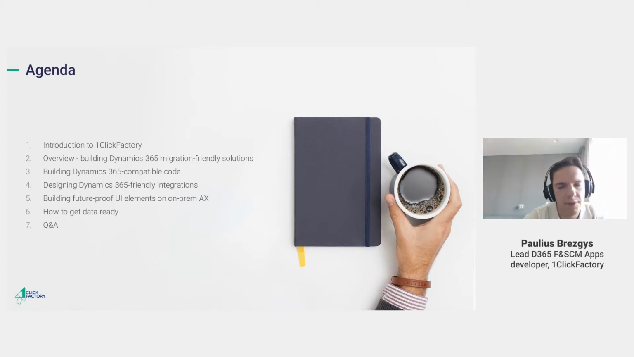And then I'm going to deep dive into separate sections. First of all, I'll talk about how to build Dynamics 365 friendly or compatible code in on-prem versions. Then I'm going to talk about how to design integrations, basically how to redesign existing integrations so that they could be Dynamics 365 friendly. Then I'm going to talk about how to build future-proof user interface elements on on-prem AX versions, so forms and reports, basically how to build them as migration-friendly as they can be.